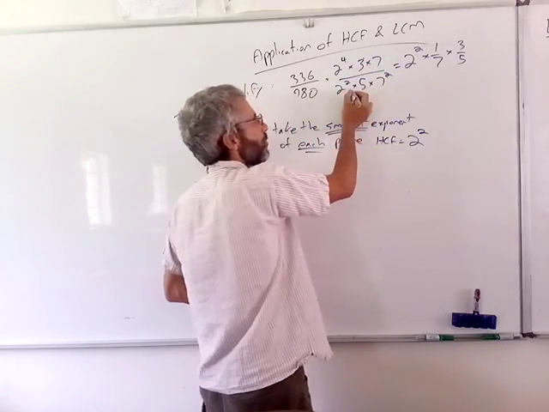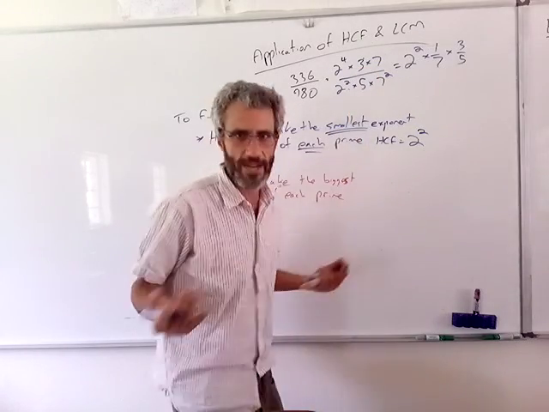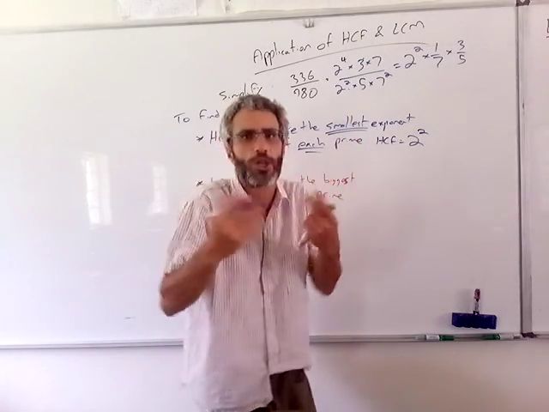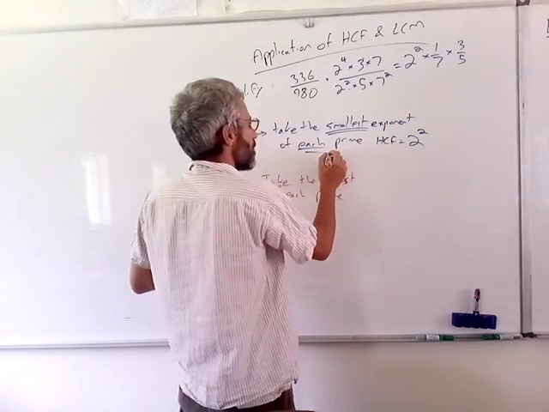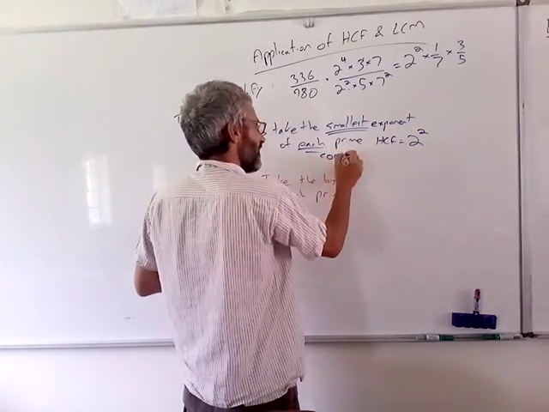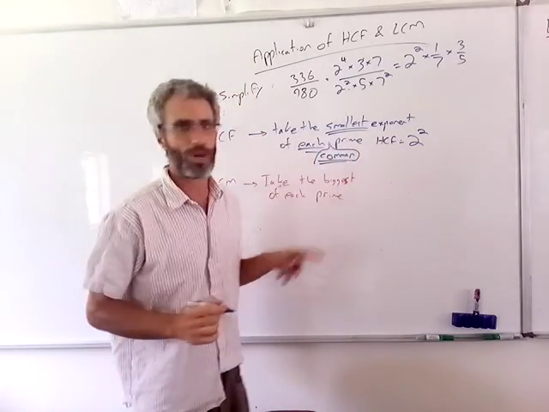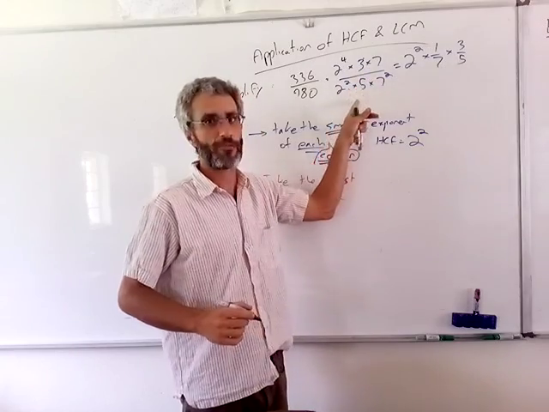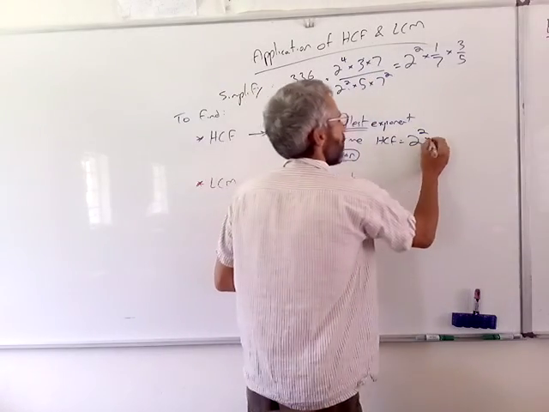3, I don't have 3 here. If I don't have 3 here, but I do have 3 there, then we're not writing it. I have to look only at the common factors. Take the smallest exponent of each common prime. So I'm just looking at the common primes. I've got 3 here, but I don't have 3 there. I've got 5 here, but I don't have 5 there. So I'm not going to write any one of them.